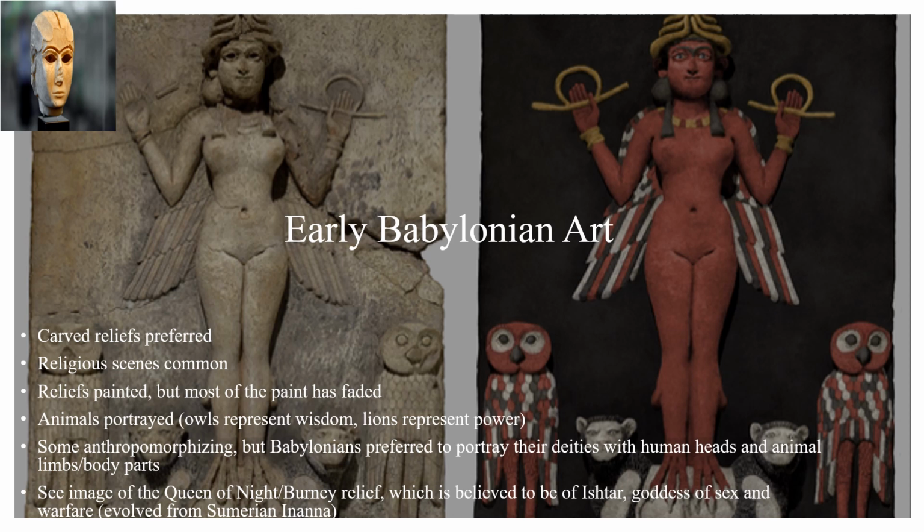Let's look a little bit more closely at this image here. It's of the Queen of Night, also known as the Burney relief. It's believed to be of Ishtar, the Babylonian goddess of sex and warfare, who evolved from the Sumerian deity Inanna that we discussed previously. As you can see, there's a bit of a likeness between the face of the Queen of Night, presumably Ishtar, and the goddess Inanna, whose mask we viewed in a previous lecture.